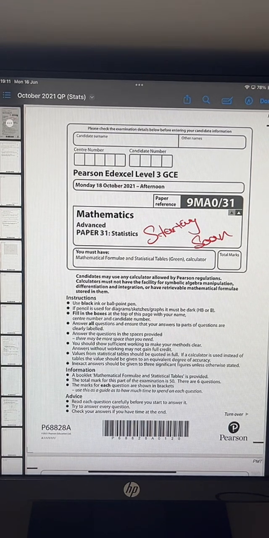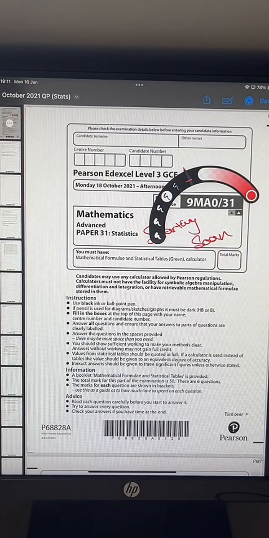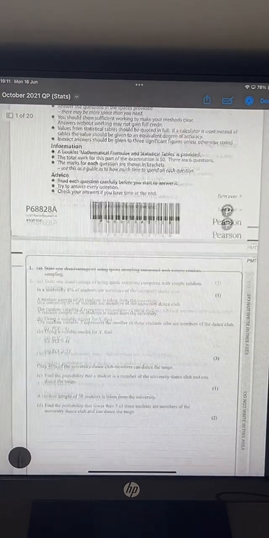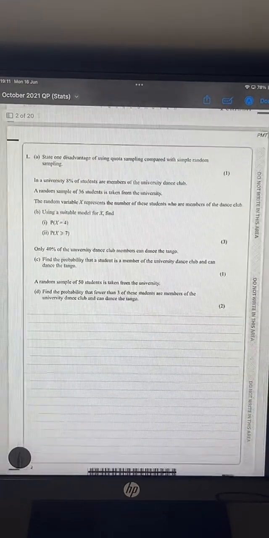All right, so the good news about this question paper is it is significantly easier than the first paper we did, so it's not going to be as intense, which is good. So, question 1A.